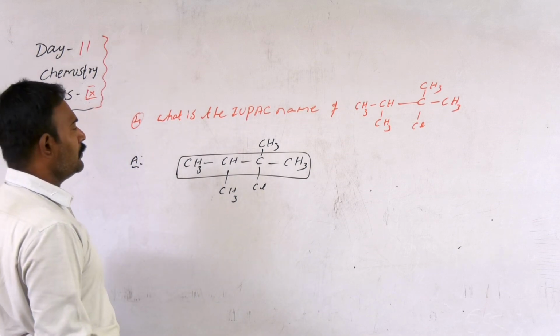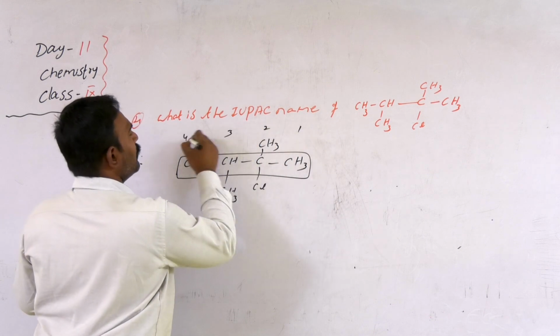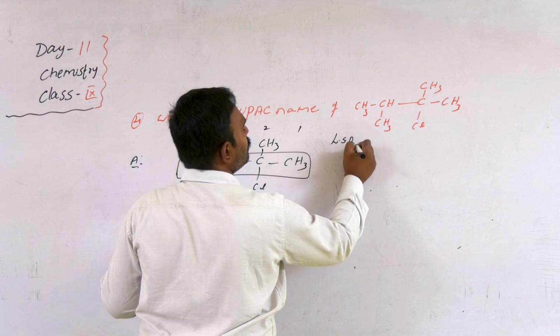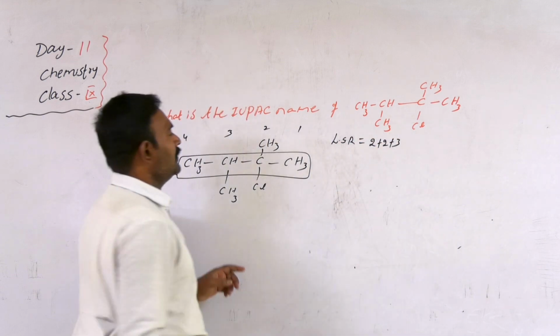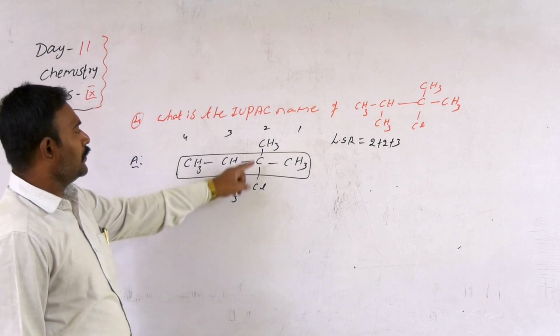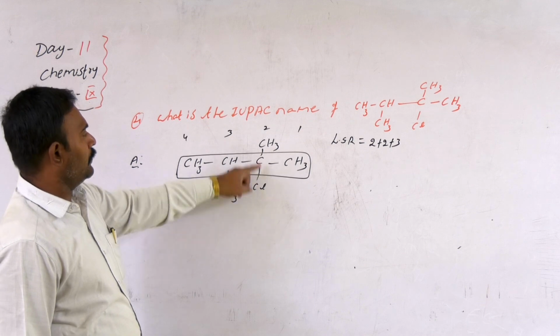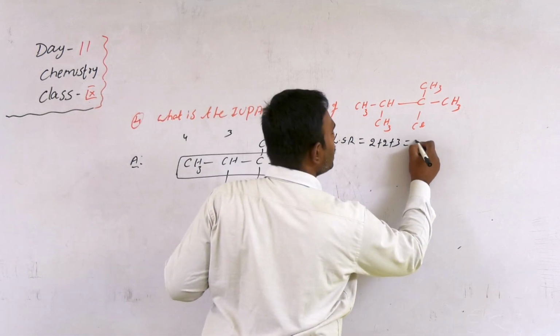Next, coming to the numbering. The first method 1, 2, 3, 4, right to left. Here apply the lowest sum rule: 2 plus 3. Here why did I write the 2 two times? The first 2 indicates the methyl group, the second one indicates the chloro group. 2 plus 2 plus 3, total here we are getting 7.